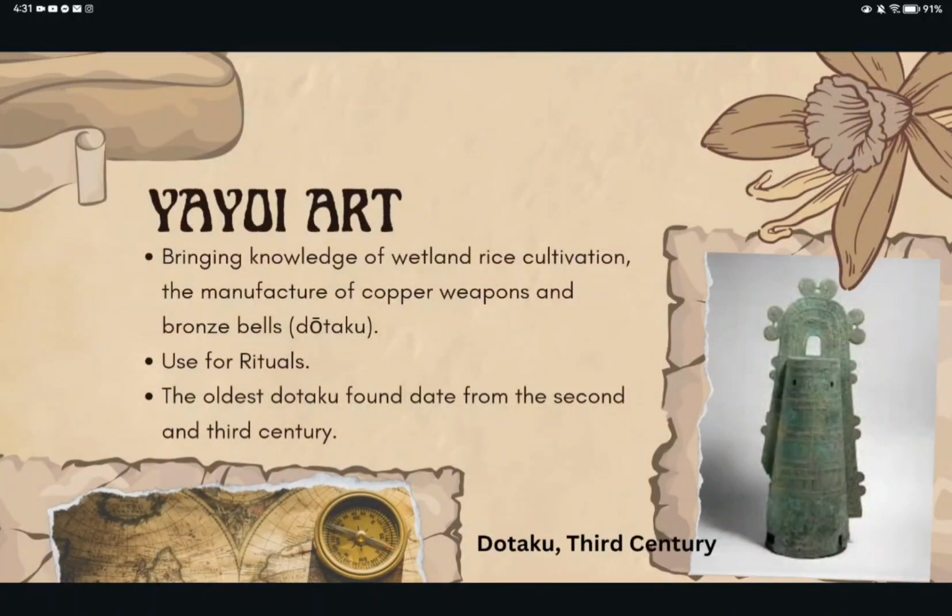Last example of art is the Ryukyuan. The second example is the Yayoi art. Yayoi art is sometimes used for rituals, and the oldest dotaku found date from the 2nd and 3rd century. They say it's bringing knowledge of wetland rice cultivation, and it is the manufacture of copper weapons and bronze bells called dotaku.